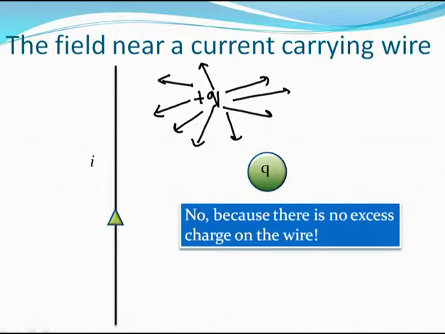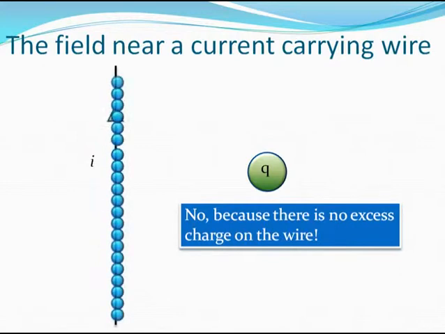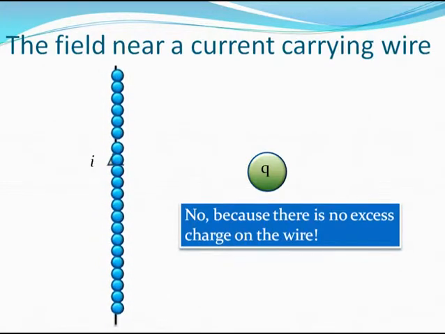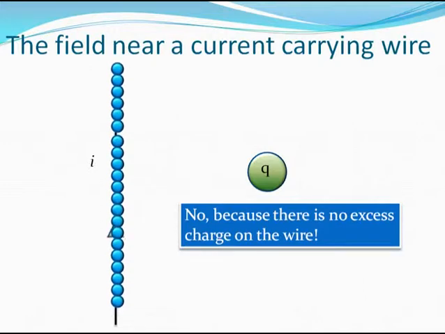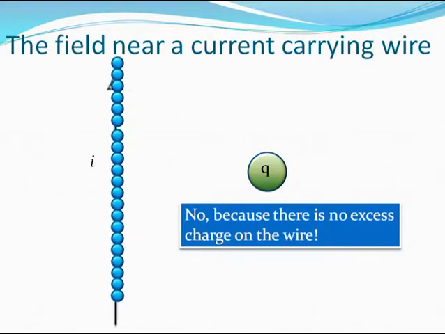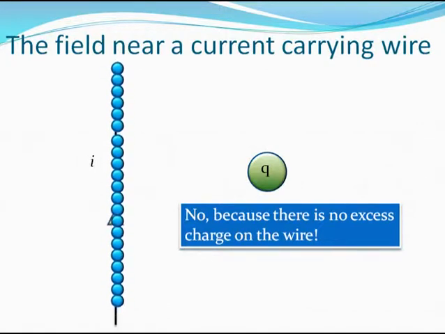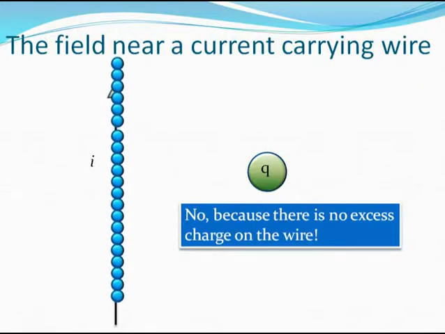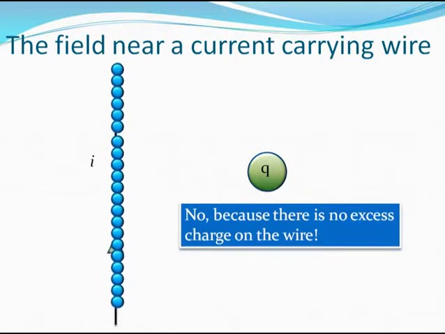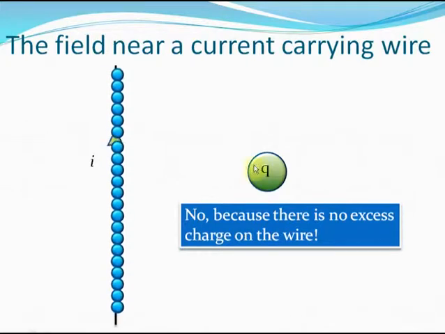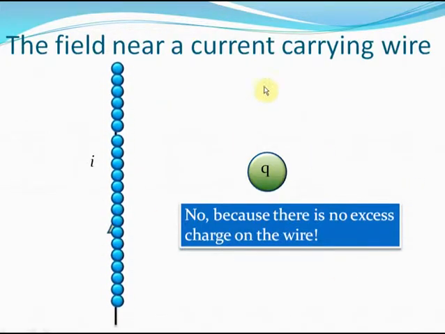If you look at this current carrying wire here, you can imagine these charges here to be the electrons inside the wire. When the current is passing, the electrons are simply moving. They're drifting upwards as the current is flowing upwards. But where is the excess charge? There is no excess charge on this wire. There are as many protons on this wire as there are electrons. Only some of the electrons are free and so they're moving in a certain direction. And the rate of flow of these electrons is the electric current. But there is no extra charge on this wire at any instant. And therefore, there will not be any electric field because of this wire near the wire.